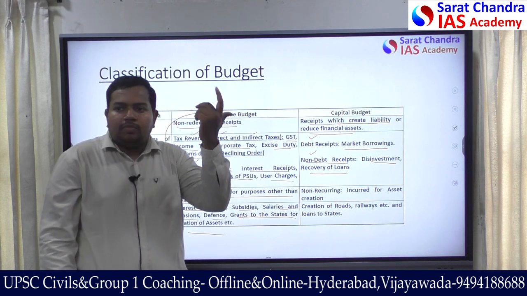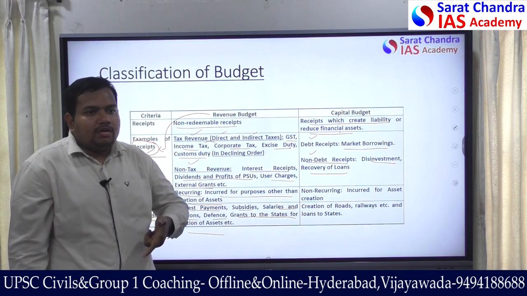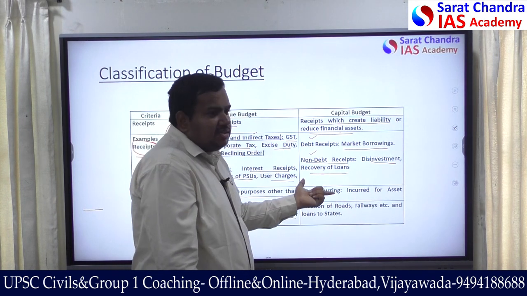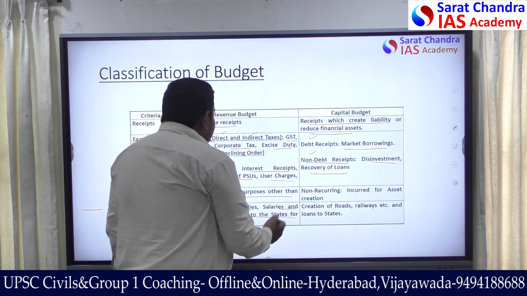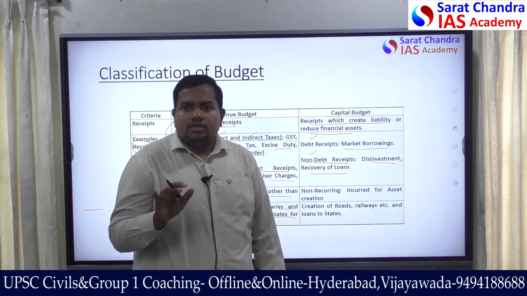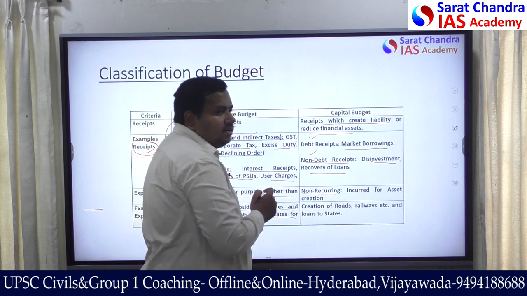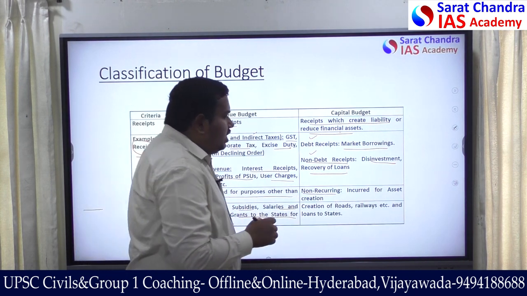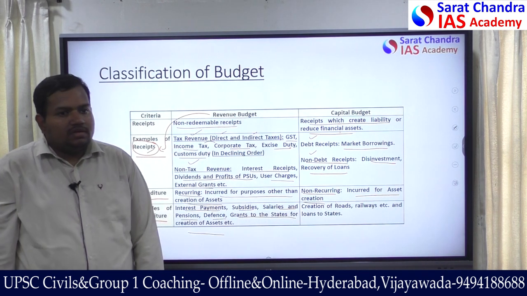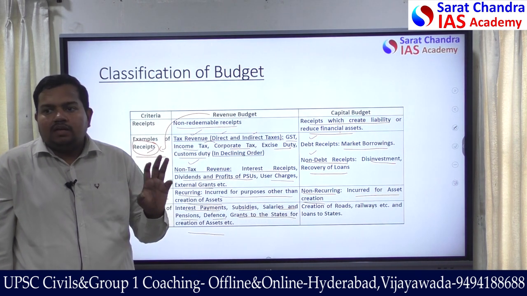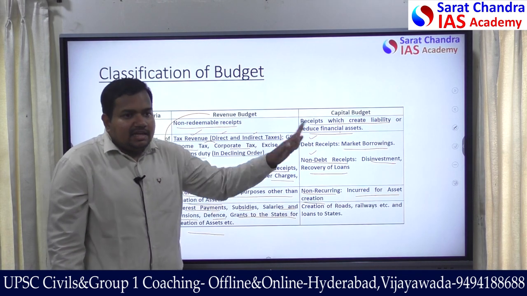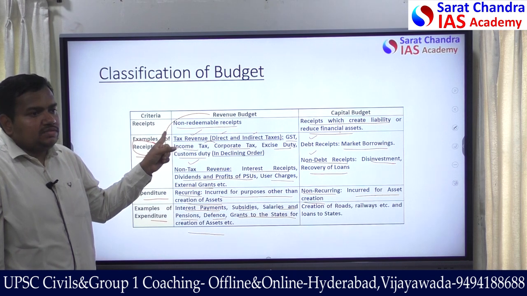Similarly, we are going to provide loans for the state governments. When we recover that loan, I told you it will come under capital receipts. Fine. Next, capital expenditure. Capital expenditure doesn't happen from time to time, so that means it is non-recurring. Non-recurring means incurred for asset creation. Only for asset creation are we going to use that money. Other than asset creation, it will come under revenue.